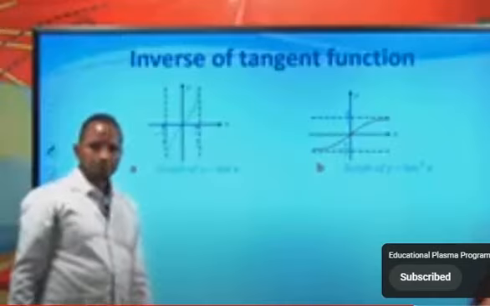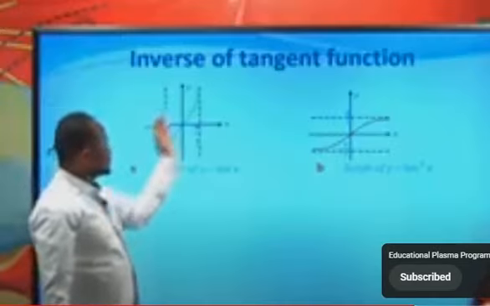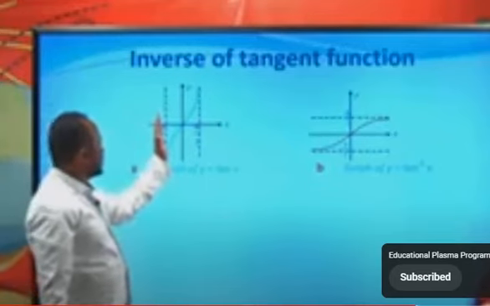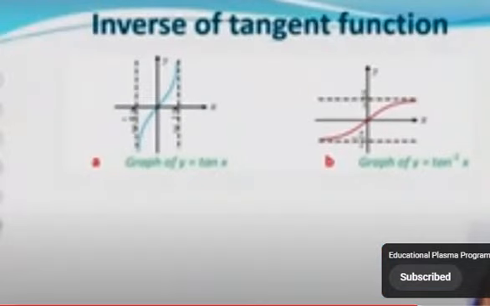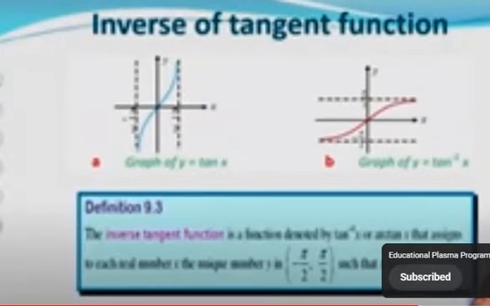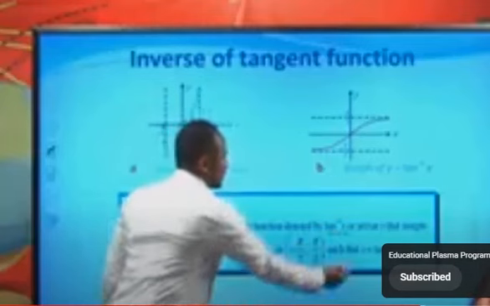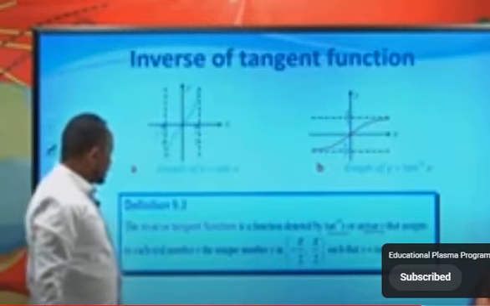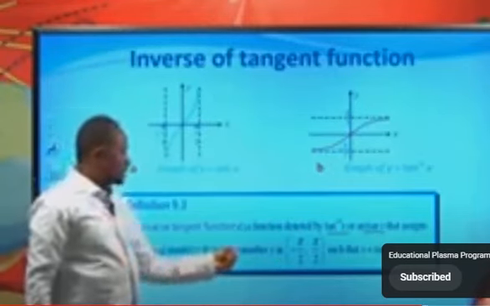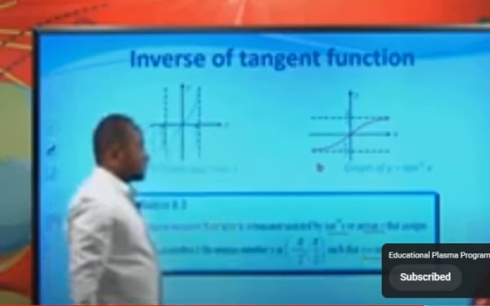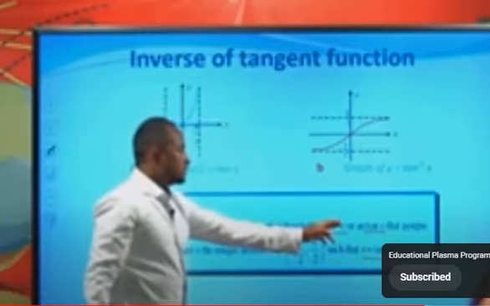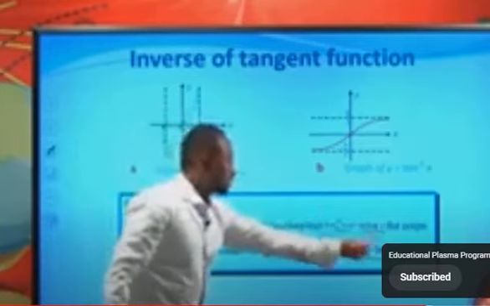Okay, let's see the inverse of the tangent function. The inverse of the tangent function is defined on the interval negative pi over 2 to pi over 2, and the graph is displayed like this. So let's define it. The inverse of the tangent function is denoted by tan inverse of x or arc tan x, that assigns to each real number x the unique real number y in this interval such that x is equal to tan y. Tan inverse of x is equal to y means tan y is equal to x.